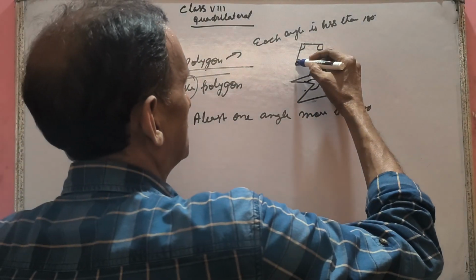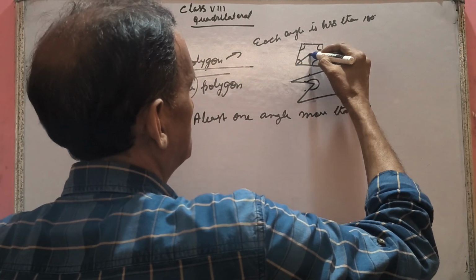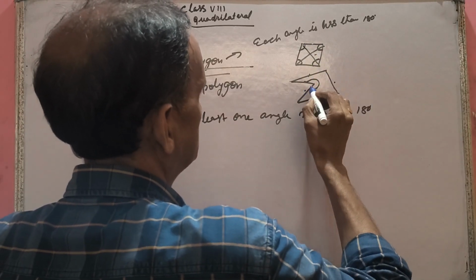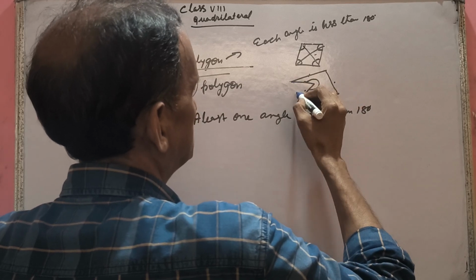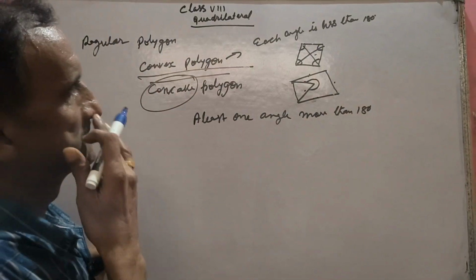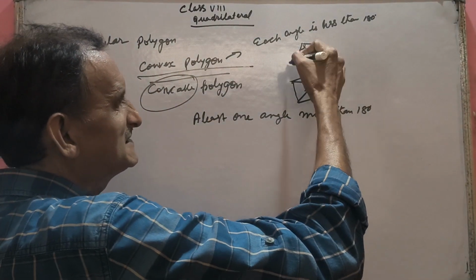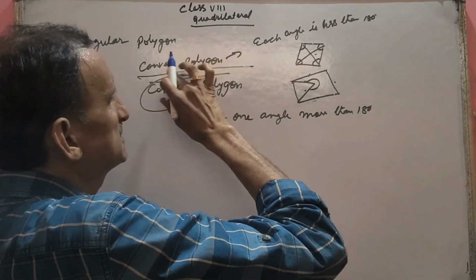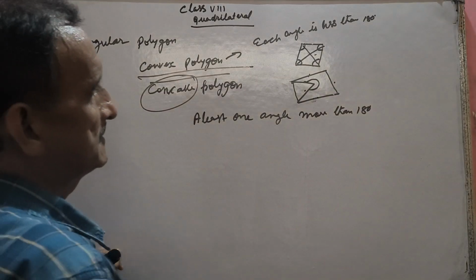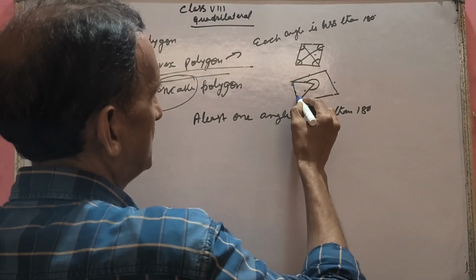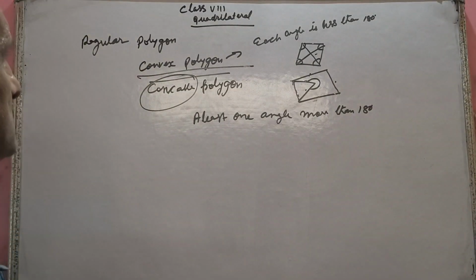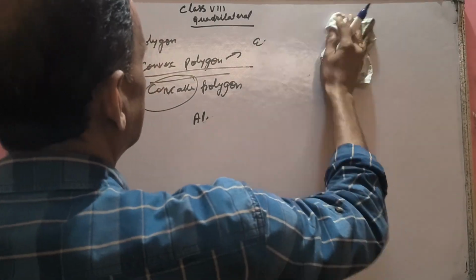Now you know this is called a diagonal. When you join opposite vertices, it is called a diagonal. See the opposite vertices, this and this are opposite vertices. Here all the diagonals lie inside the polygon. In a convex polygon, all the diagonals lie inside the polygon. And in a concave polygon, at least one diagonal lies outside the polygon. So this is all about convex and concave polygons.